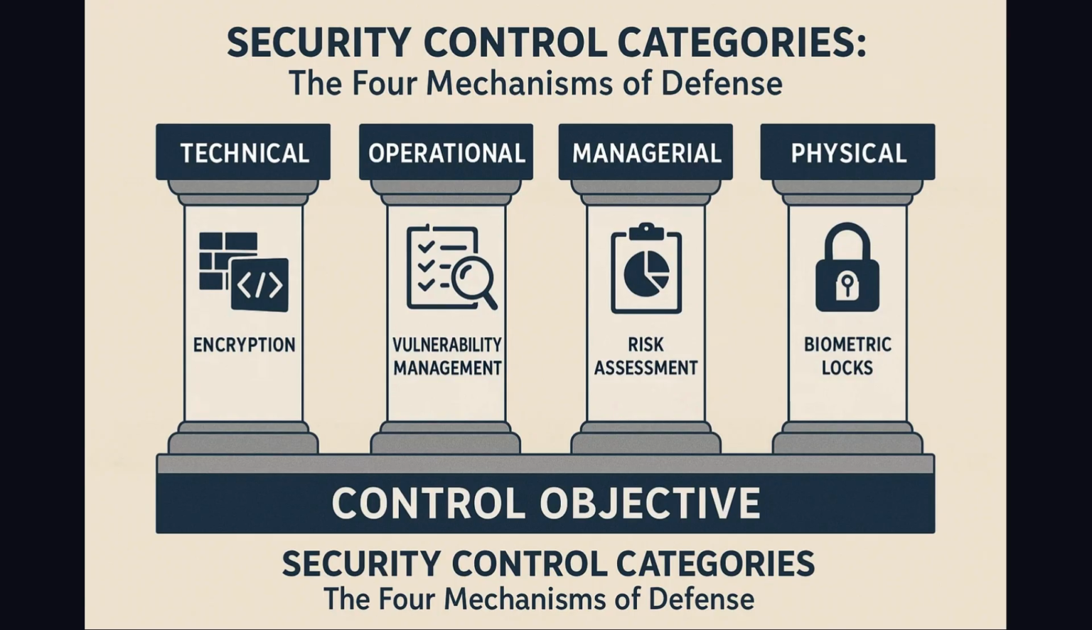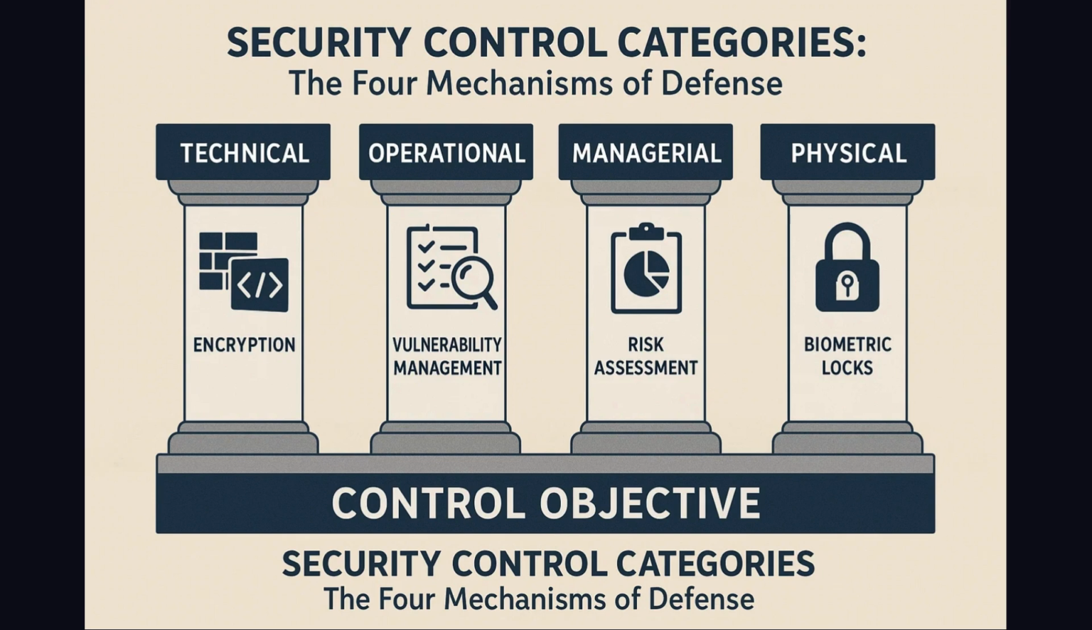Security controls are organized into categories based on their mechanism of action, the way they achieve their objectives. You must master these four categories. 1. Technical controls. Technical controls enforce confidentiality, integrity, and availability (CIA) in the digital space. Examples: firewall rules, access control lists (ACLs), intrusion prevention systems, and encryption.